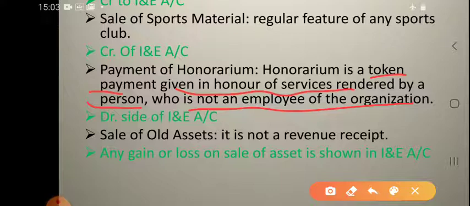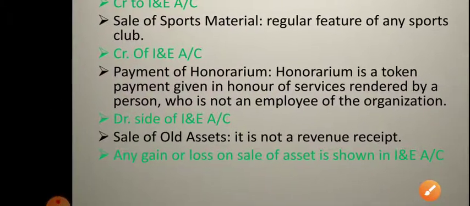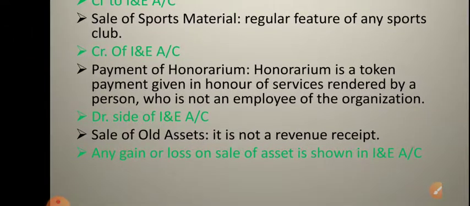Suppose a charitable institution calls a person from outside to deliver a motivational speech to its members. Such a speaker will be given an honorarium by that charitable institution. The institution is honoring the services of the motivational speaker, who is not an employee of the organization. So it is an expense for the organization and it is going to be debited in the income and expenditure account.